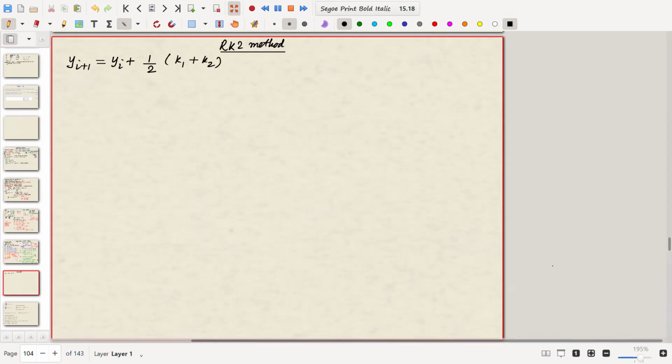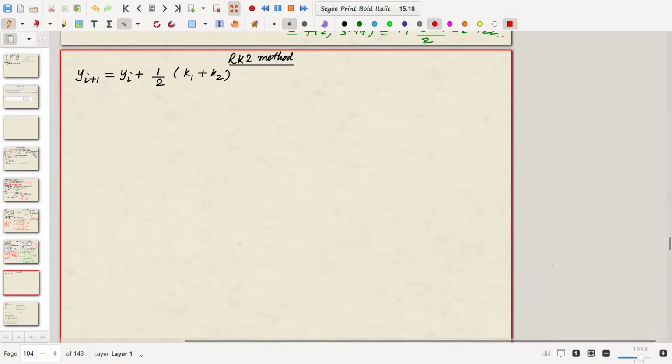Can you see the difference now? It is still a weighted sum. Why? Because you have 1 times k1, 1 times k2, and then you are dividing by the sum of the weights, 1 plus 1, that is 2. It is a second order method, so you have k1, k2. If you have a fourth order method, that is RK4, you will have k1, k2, k3, k4, and you take 1, 2, 2, 1 and divide by 6. If you have the RK2 method, k1 and k2 have equal weights, 1 and 1, therefore you are dividing by 2.